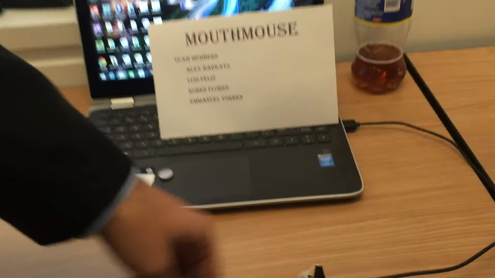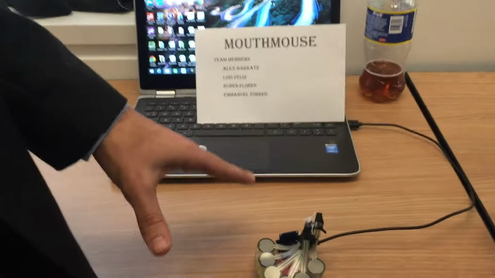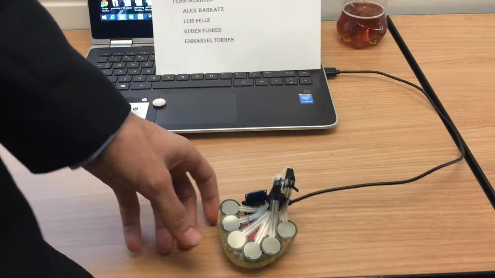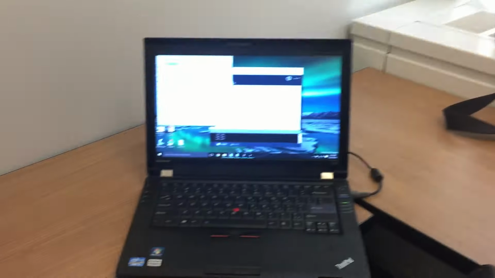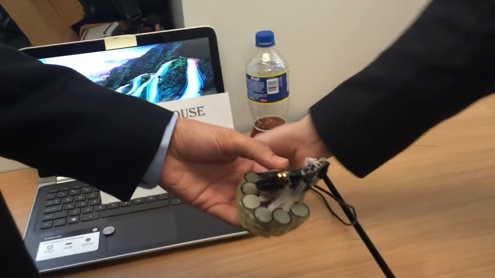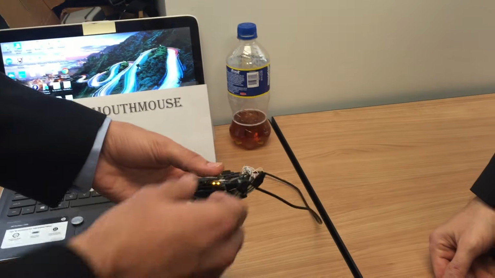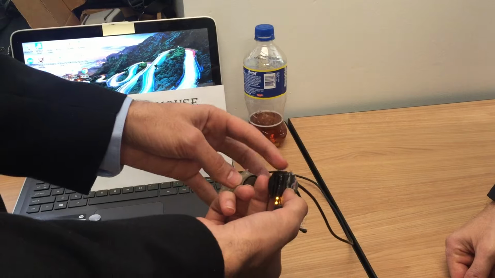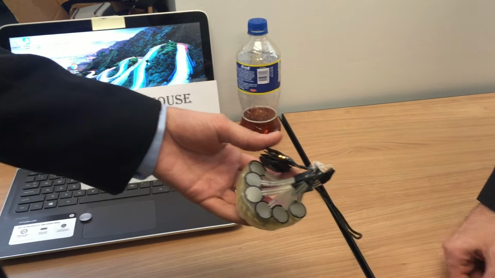So this whole thing would be wireless in the mouth, and it uses Bluetooth to send the signal to this laptop, or any laptop, any device that's running the processor. These two lights show you that the Bluetooth is working. When they stop blinking, you know the Bluetooth is working. We have a bunch of boards here to put everything together.